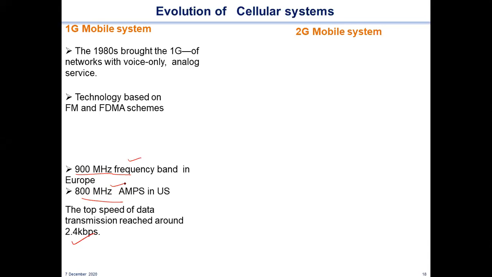These were the main features: it's voice only, and it's analog. This technology was mainly based on frequency modulation and FDMA schemes. The top speed of data transmission was 22.4 kilobits per second. Very low. Cannot establish any connection here.